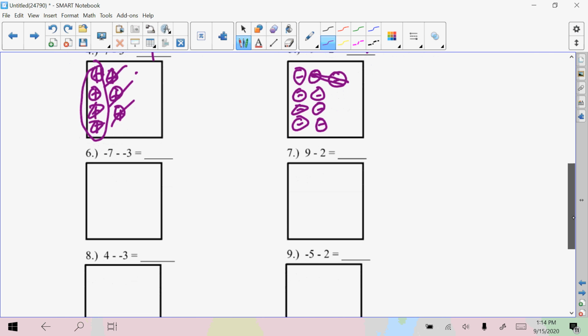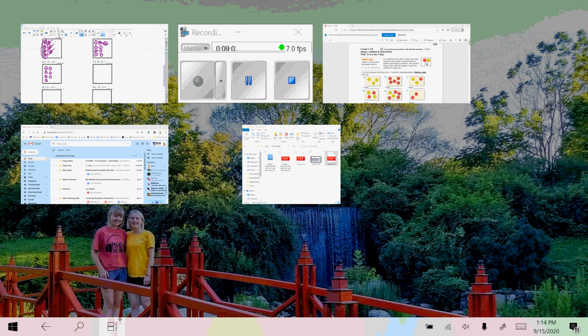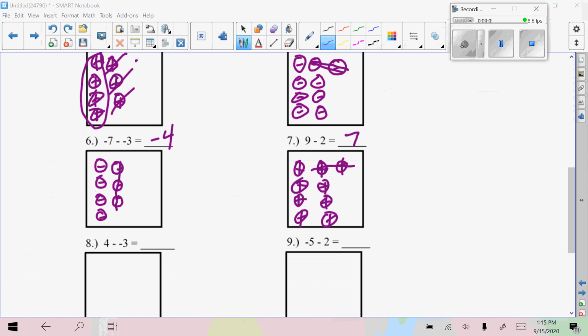All right, on the next one, we start with 7 negatives. So 1, 2, 3, 4, 5, 6, 7. And from those 7, we're going to take away 3 of those negatives. All right. I'll go ahead and do 6 and 7. And you can check back and see if you got those right. And then I'll talk to you again when we do number 8. Okay, so here's the math behind that.